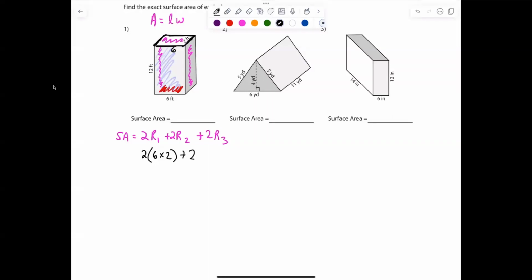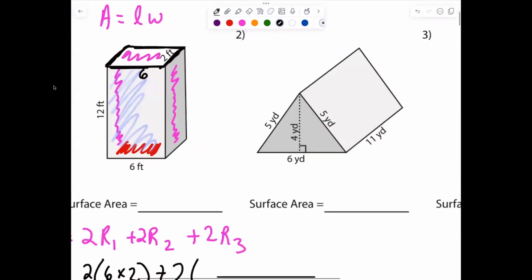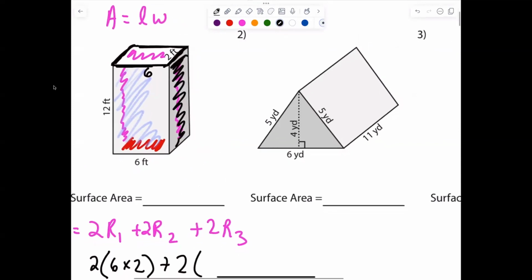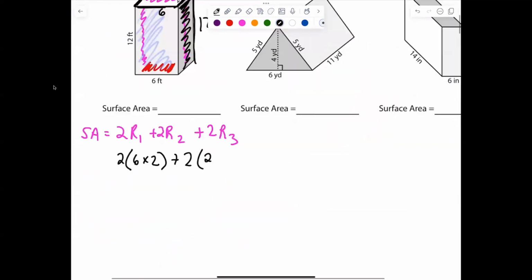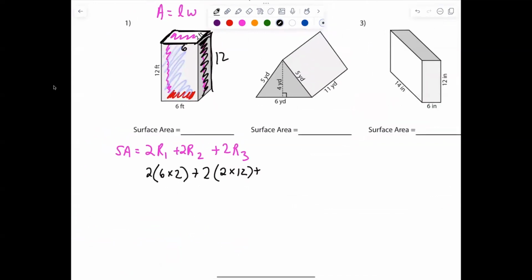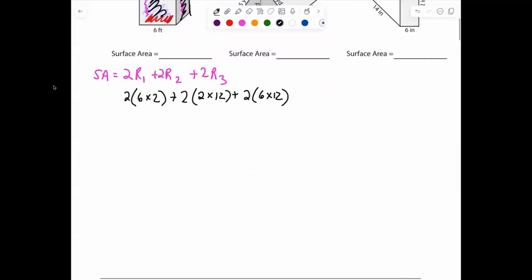Plus 2 times, now I'm doing the side one right over here. What is the dimensions of that? 2 by 12. Thank you very much. So that's plus 2 times 12, plus the third rectangle is the rectangle in front. What are the dimensions of the one in front? Yes, that's all there is to it. So everybody can take out their handy dandy calculator and tell me the surface area: 2 times 6 times 2 plus 2 times 2 times 12 plus 2 times 6 times 12.